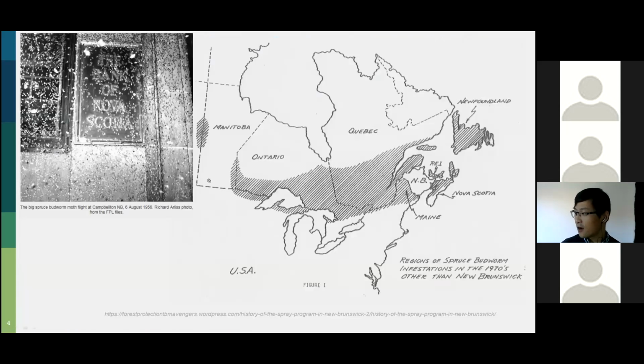And it's not really new because, you know, a similar photo was taken on a windshield, and a similar place in 1956 on a Bank of Nova Scotia. I guess it's called Scotiabank right now. So you can see the budworm moths covering the door panels. And on the right, the illustration shows you the 1970s outbreak, the coverage of the insects in the eastern part.